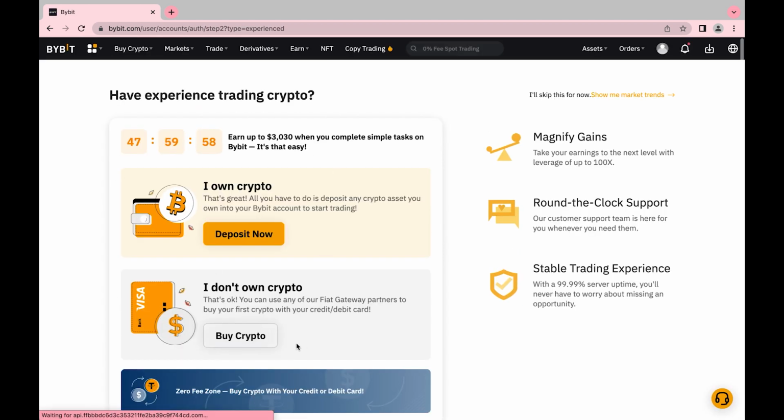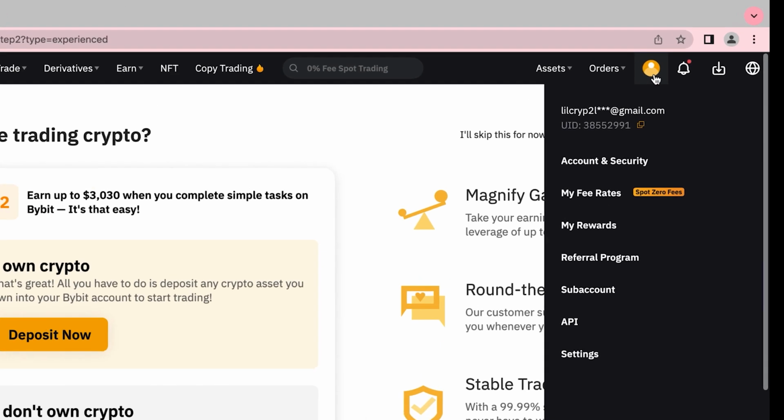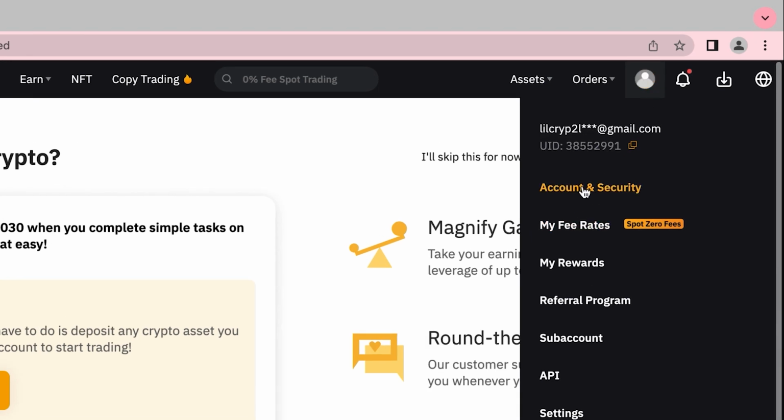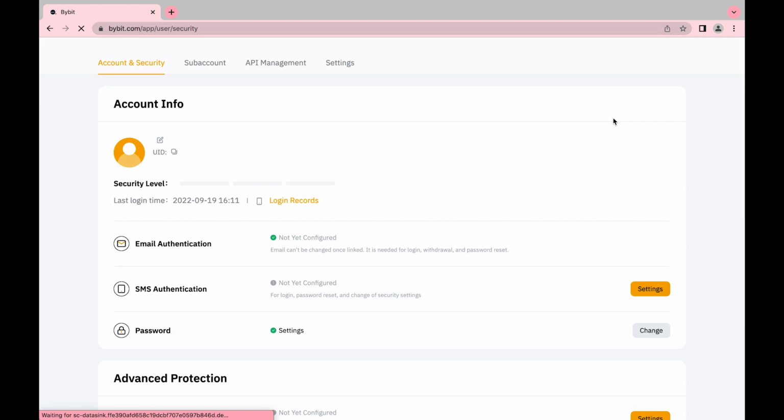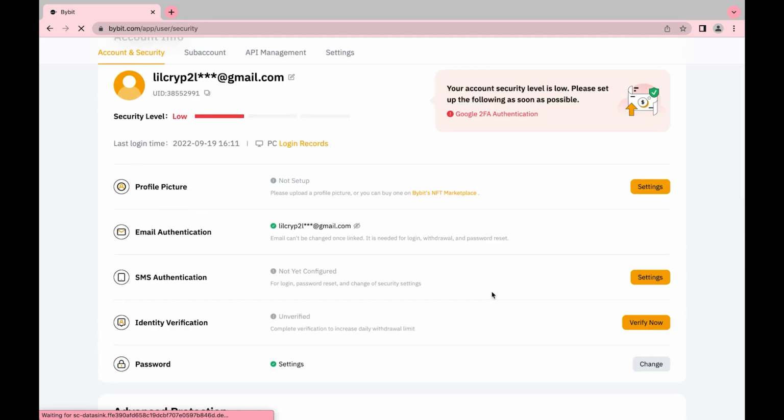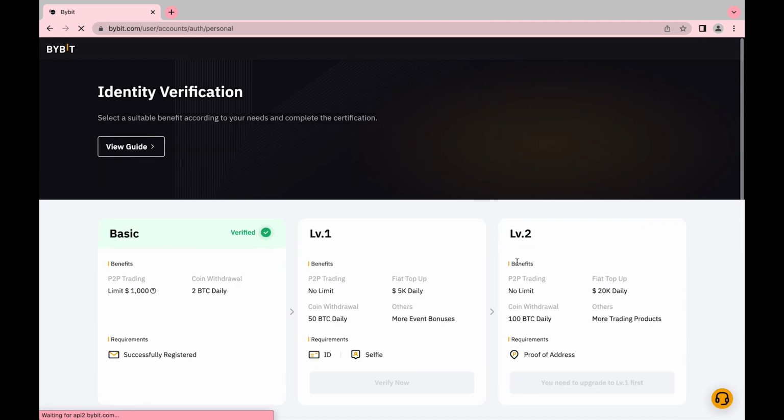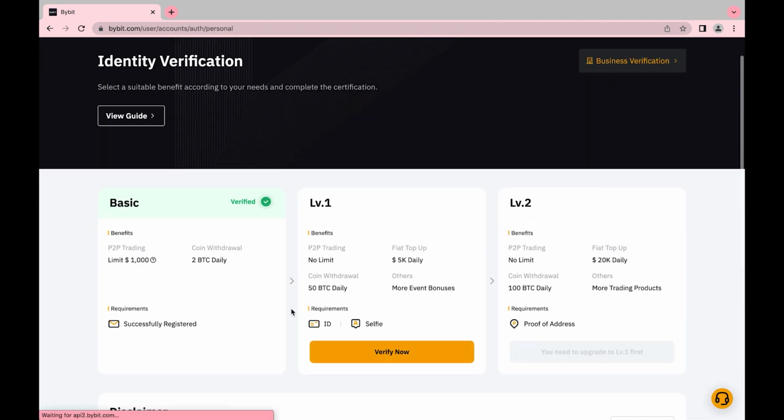After you enter it, do not rush to follow crypto purchase as suggested here. I recommend going to account and security first in order to accomplish a very important step, that is your identity verification, KYC, which stands for Know Your Customer, by the way.